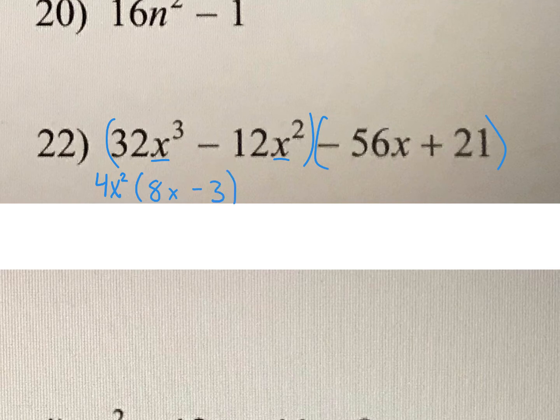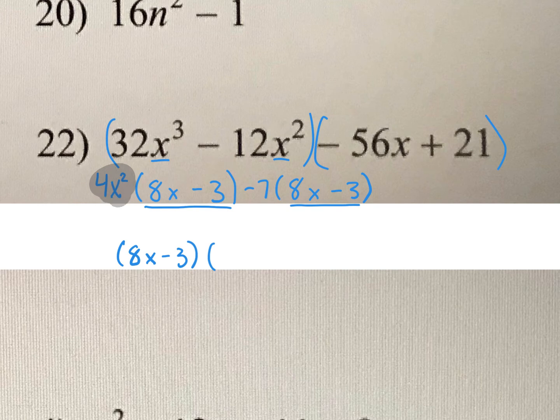And then in my second group, I would want to take out 7, then negative 7, and then I'd be left with 8x minus 3. So that was my goal, to get the 2 parentheses to be the same, because those are going to combine into 1 parentheses, so 8x minus 3. And then the 2 terms on the outside, so 4x squared and minus 7, go into the other parenthesis, so 4x squared minus 7.